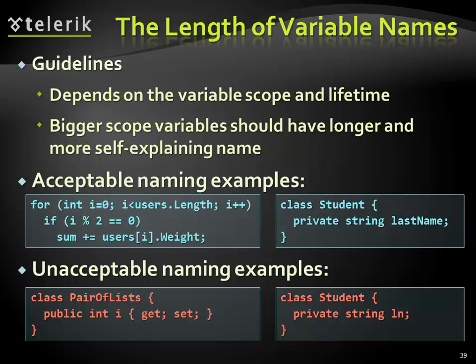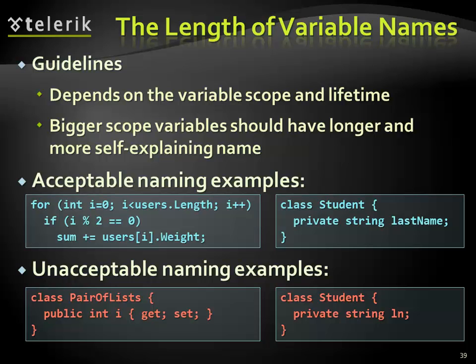Other unacceptable naming examples are in the pair of lists, to put a public variable called just I, which doesn't really make sense, a public property in this case, because that describes the contract of the class, properties and methods, and they should be named as concisely as possible.